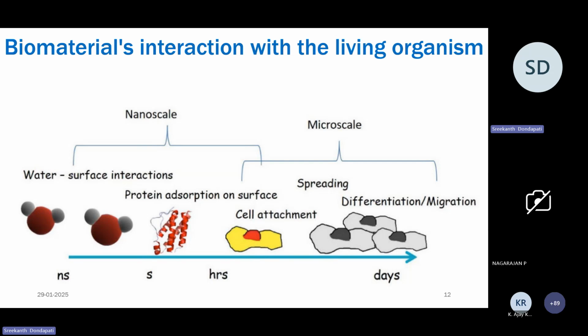and forms a layer of protein, and then in a few hours cell attachment also starts, and the cells get attached to the biomaterial. Then slowly the differentiation and migration will also happen. That is called cell proliferation. That also happens. So this is generally the interaction between a biomaterial and living organisms.